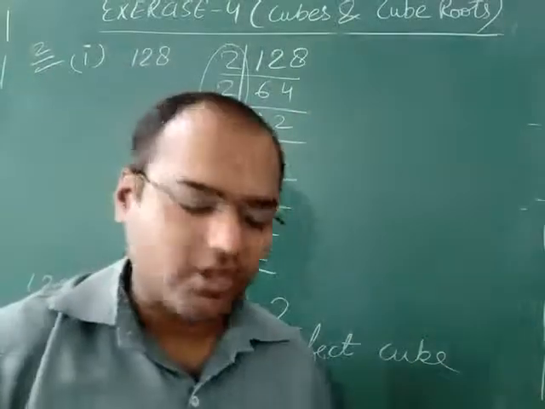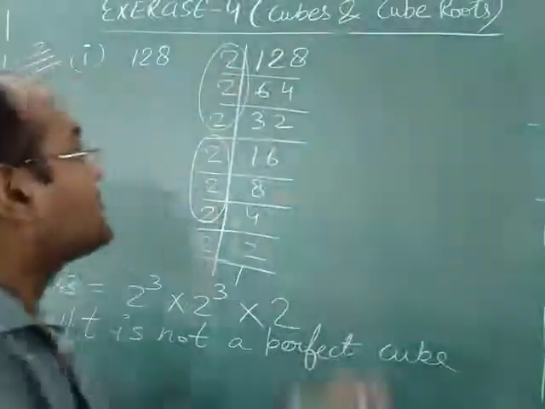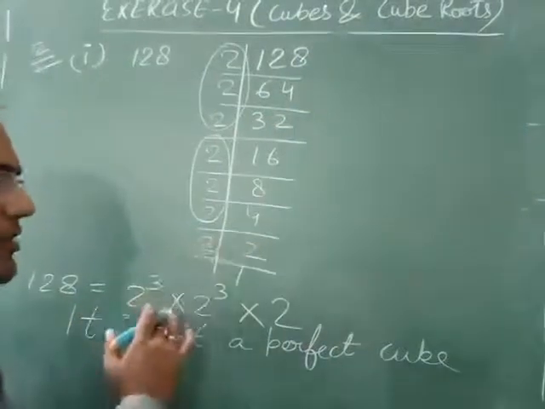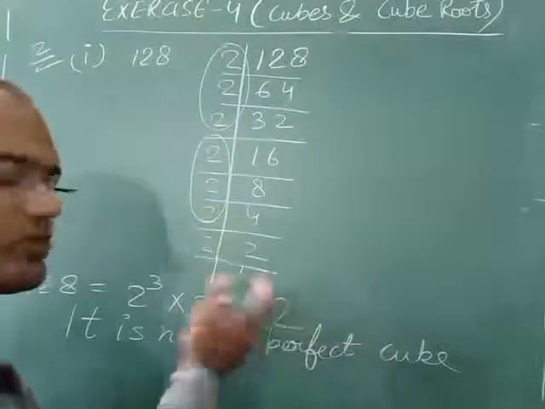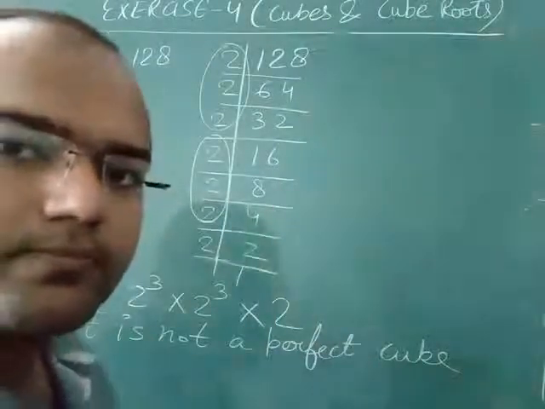What he is asking in the question? He is asking identify the perfect cube. You have to check whether this 128 is a perfect cube or not. So we had calculated, answer is 2 power 3 into 2 power 3 into 2. This 2 is not making cube, so we will write it is not a perfect cube.